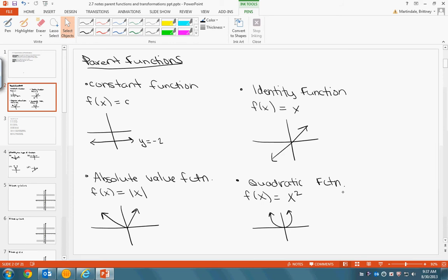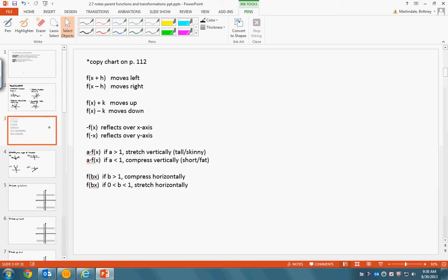So these four functions are what we start with, and we're just going to be moving them up, left, right, and down. You might be making them a little bit fattier, skinnier, all that kind of stuff. We'll get into that in a second. You need to copy down the chart on page 112, or you can write mine down. It's all the same thing. Right now, this isn't going to make sense yet. It looks very confusing, but once I get into the examples, you'll see that it's really not that hard.